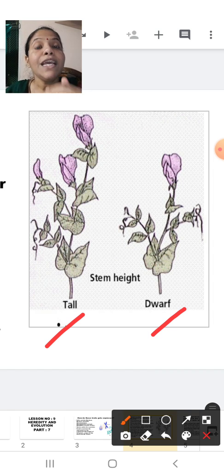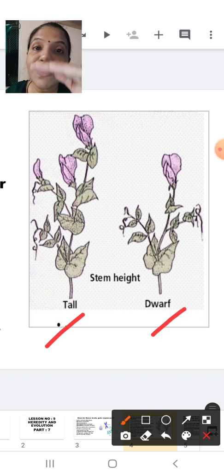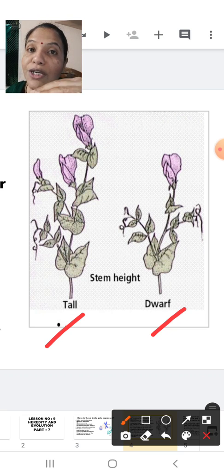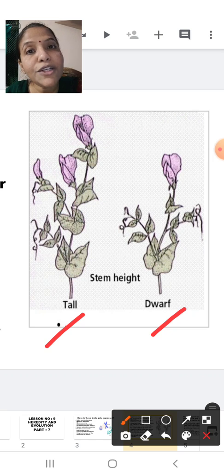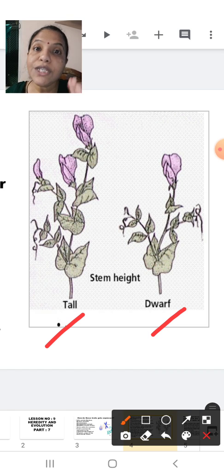But in case if there is an alteration in the gene or if there is a fault in the gene, in that case the enzyme production will be reduced. If the enzyme production is reduced, that means the hormone production will be reduced. If the hormone production is reduced, in that case the plant will not reach the normal height and the plant will remain as a short plant or what you call a dwarf plant. So this is the way the genes control the characters like height.